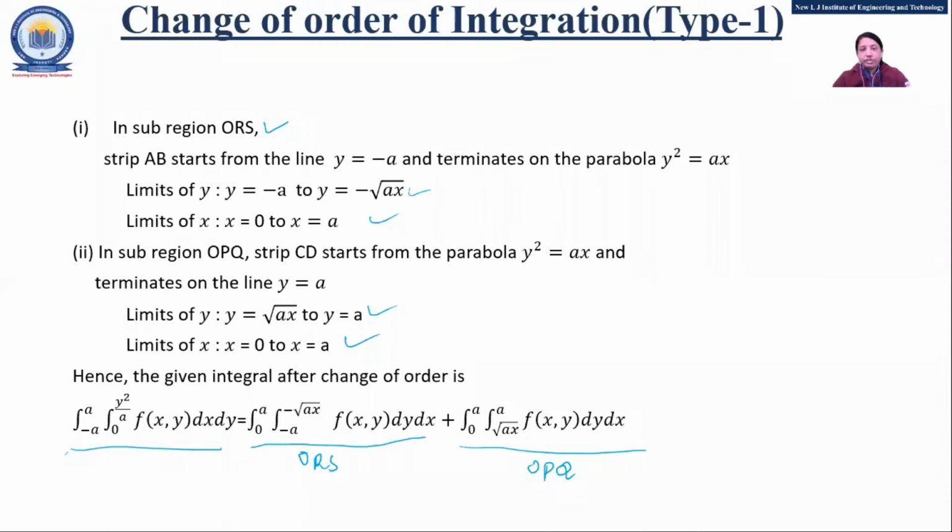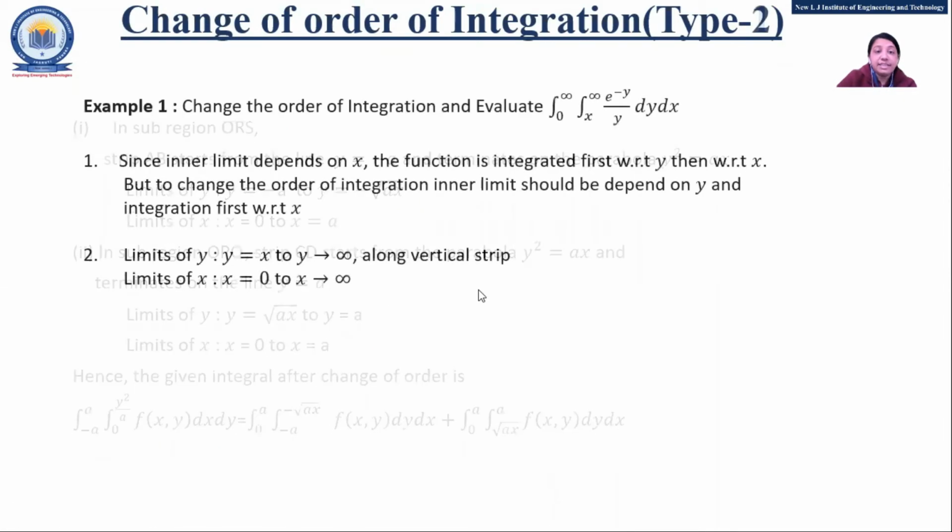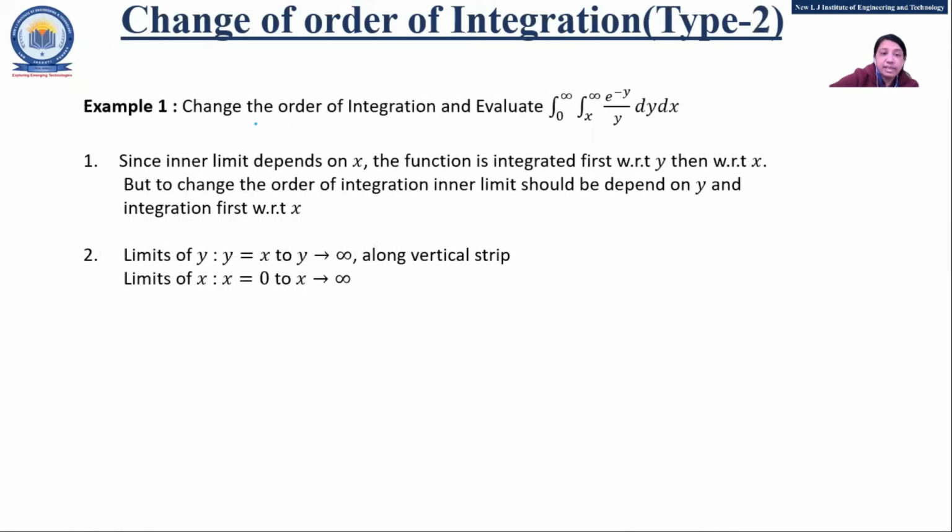Now the third question. These are type 1, where we just change the order of integration. Next it may be asked: change the order of integration and evaluate. Whenever evaluate is there, that means it is of type 2. Fine, it is of type 2.